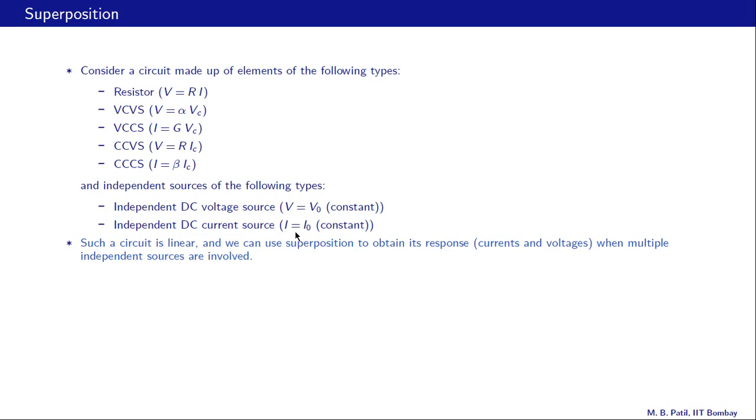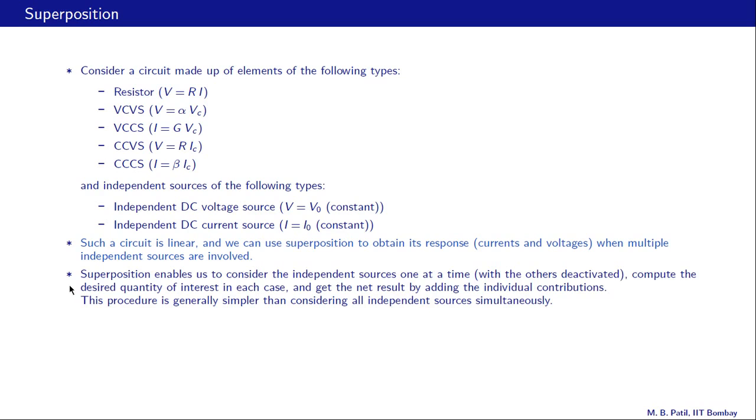Now, if we have a circuit of this kind with these elements and these sources, such a circuit is linear and we can use superposition to obtain its response when multiple independent sources are involved. And what do we mean by the response of the circuit? What we mean is the currents and voltages in that circuit.